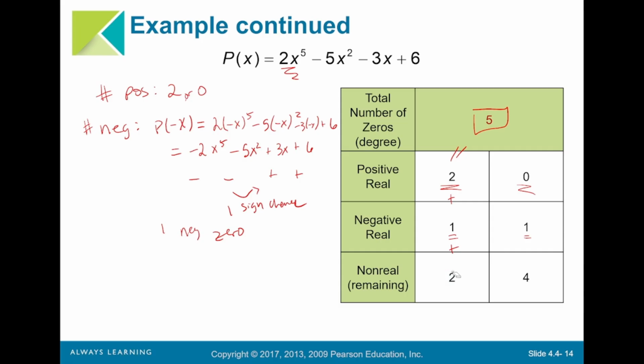Essentially, I know I have 2 remaining zeros in this column. Alternatively, on the right-hand side, I know I need these 3 things to add up to 5, and so I must have a 4 as my remaining number of zeros. We call them not real, or imaginary or complex numbers, but we aren't covering that in this course. Okay, so we look at the number of positive real zeros, the number of negative real zeros, and then we look at the remaining number.